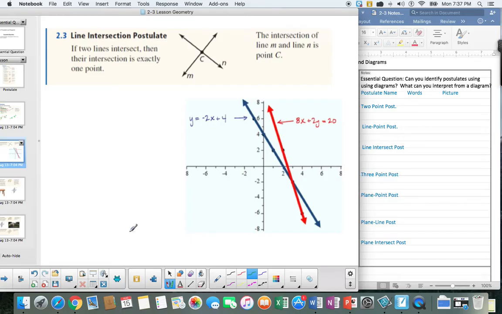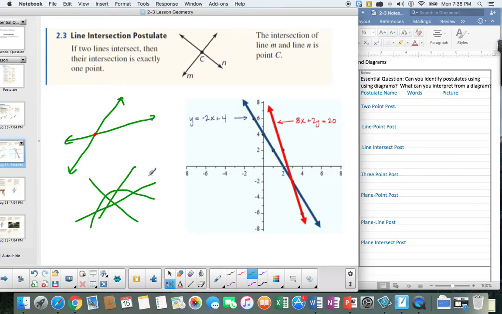It says, if 2 lines intersect, then their intersection is exactly 1 point. So anytime you have 2 lines and they come to an intersection, they will only intersect at 1 point. So again, this is ridiculous what I'm about to draw. There's no way you have a line here and a line here. That doesn't make sense. Now, you have to start off with the 2 lines. That's the hypothesis. And the conclusion is you get a point.